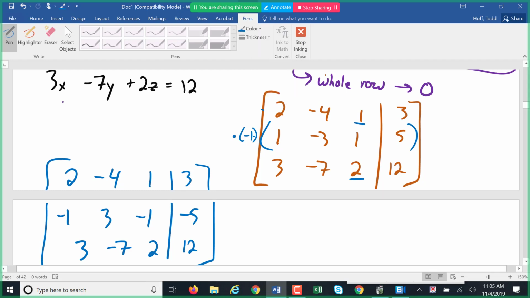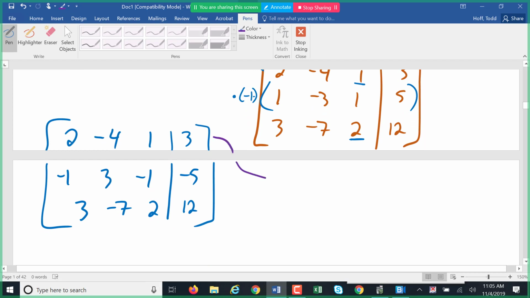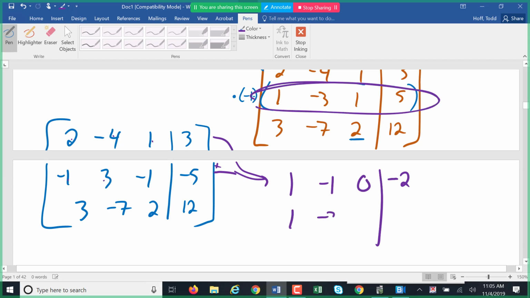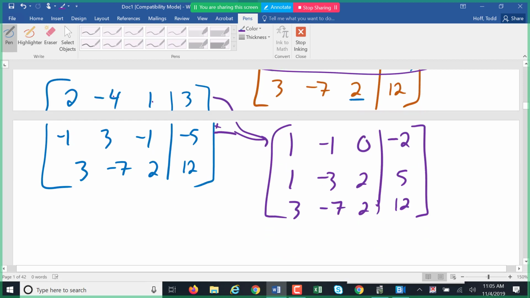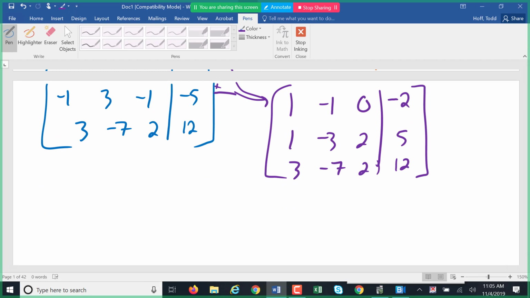And now I'm going to combine the top 2 rows, replacing the top row. So 2 and -1 is 1. -4 and 3 is -1. 1 and -1 is 0. 3 and -5 is -2. That second row, I'm going to put it back to what it was before. 1, -3, 1, and 5. And the bottom row hasn't been touched yet.